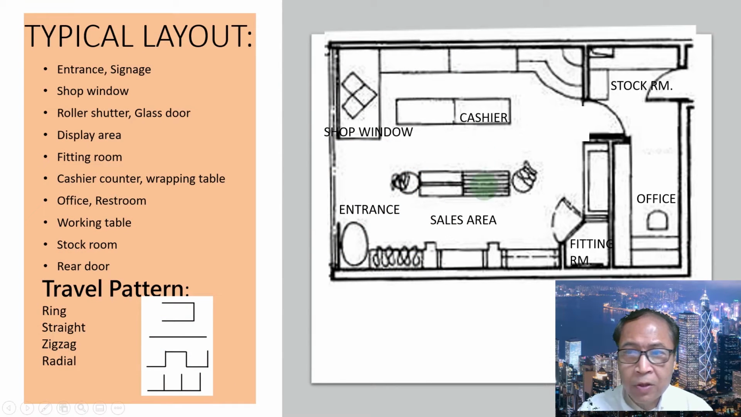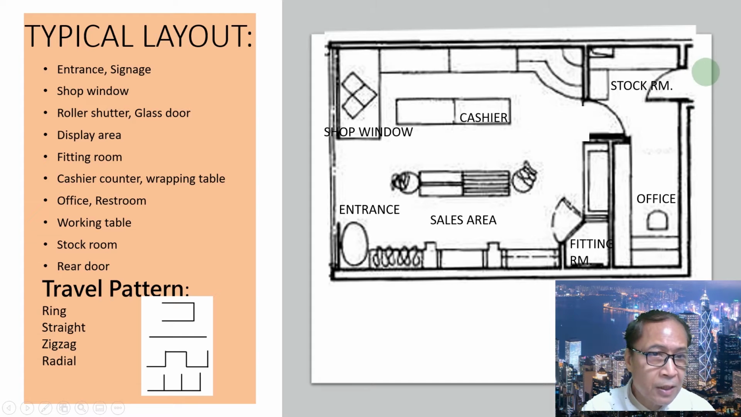Typical layout. This is the typical layout plan of a fashion shop. The shop window is mostly a manicured display. Maybe this is the entrance with the shutter, the wall display, the cashier, and wrapping table here. This is the fitting room where you fit your costume. The stock room, and there will also be a working table where they do the garment alteration. The office, and a rear door where they replenish the stock, or for fire exit.